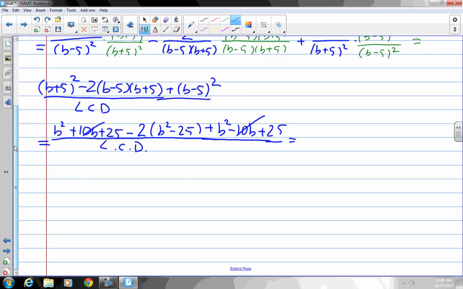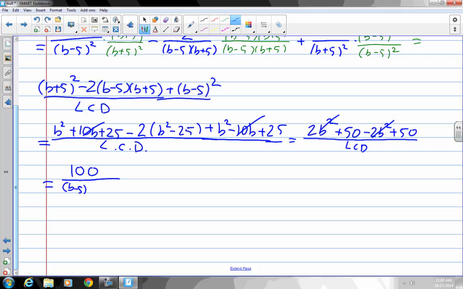b squared plus b squared is 2b squared. Is that okay? 25 plus 25 is 50. And then minus 2b squared plus 50 over the LCD. The squares cancel, 2b squared minus 2b squared. 50 plus 50 is 100, over the LCD. And nothing else I can do.